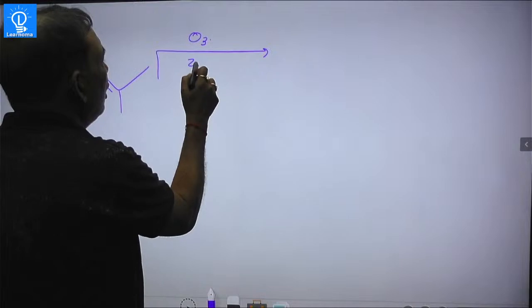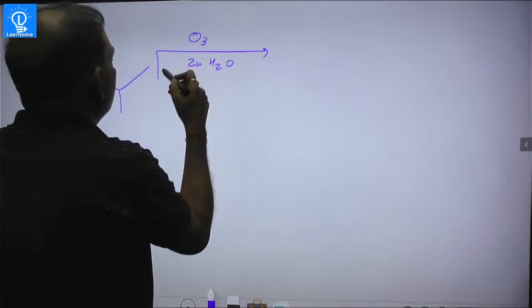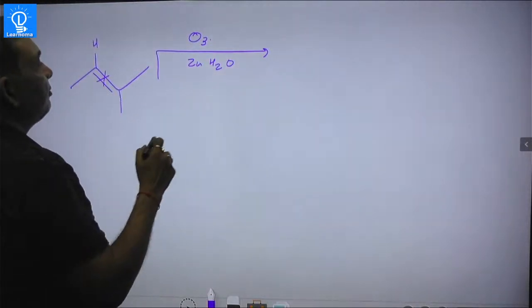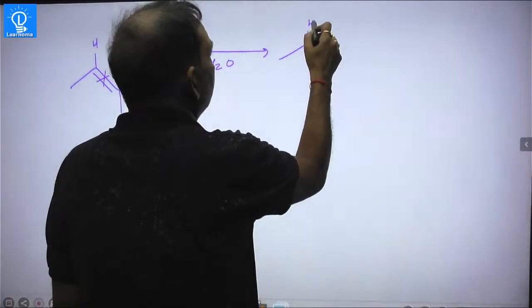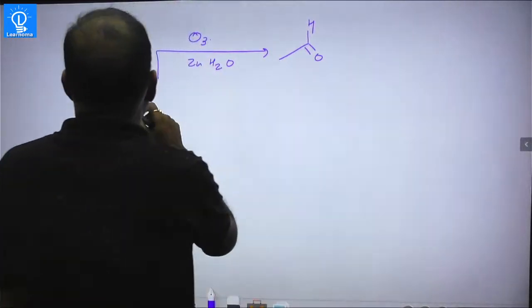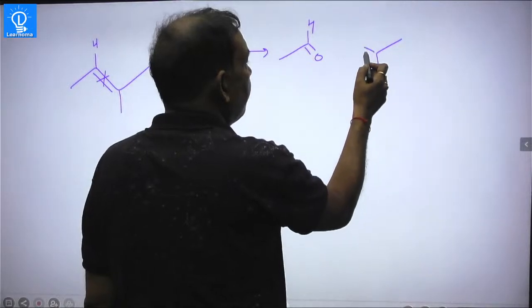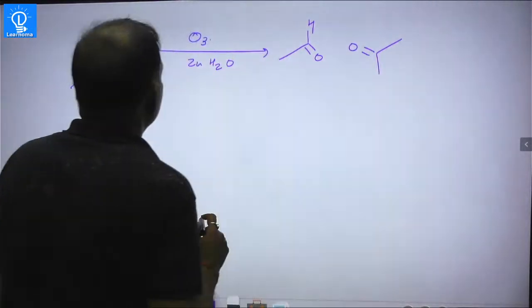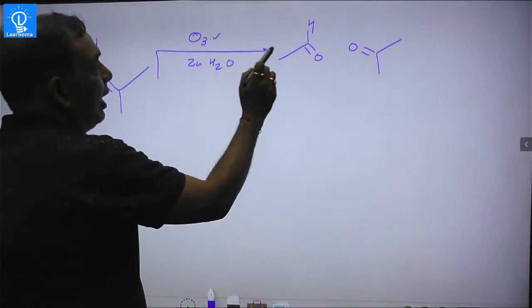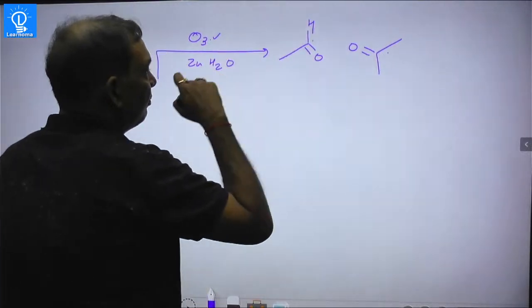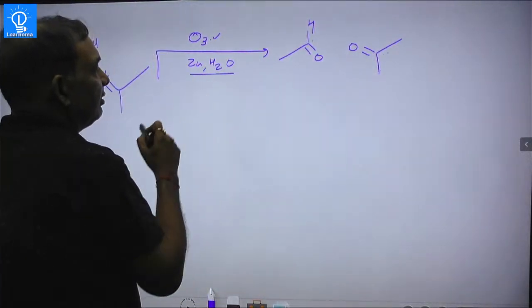Ozone, zinc, water. Just dissociate this bond and add oxygen. Dissociate this bond and add oxygen. No. Out of 3 atoms, 2 atoms will go to the product and 1 goes to the zinc.